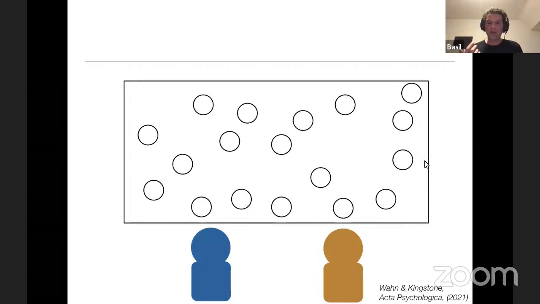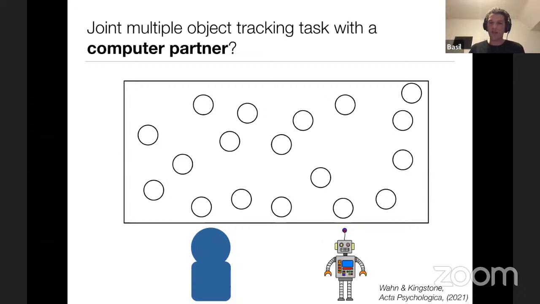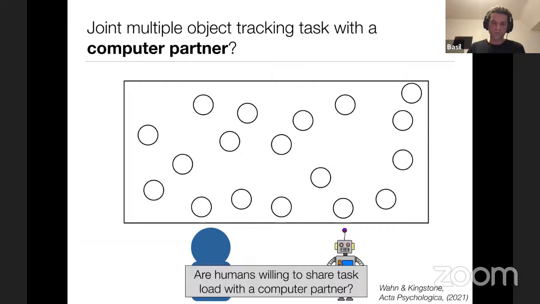Now, until this point, I've presented to you results all on human-human interactions, so labor division strategies. But what would happen if you exchange one of the co-actors for a computer partner? So you would now perform this object tracking task with a computer partner. So what we ask here is, are humans actually willing to share task load with a computer partner? Do they actually want to divide the labor with a computer partner?